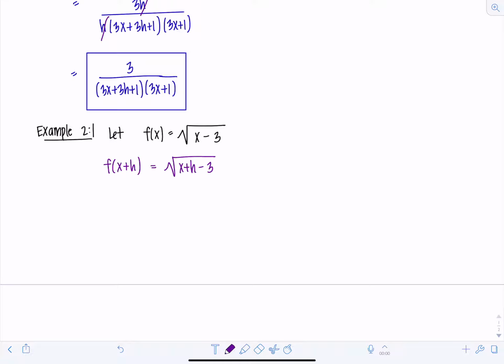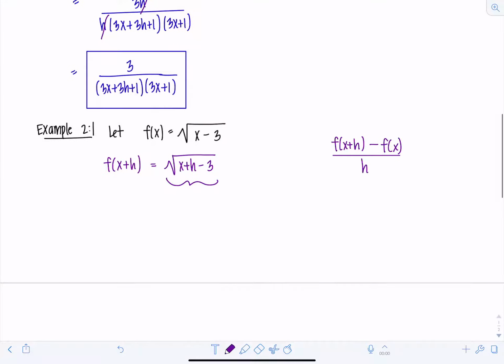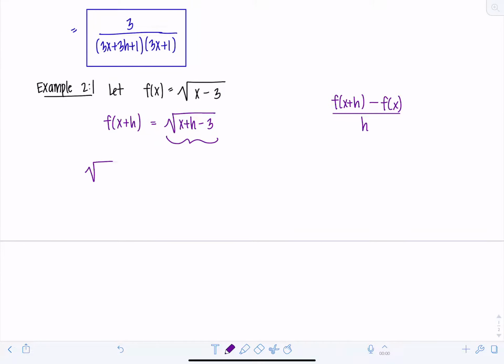Now remember, the whole difference quotient altogether has f of x plus h minus f of x in the numerator divided by h. So this right here is the first part of our numerator. We're going to have square root of x plus h minus 3 minus the original f of x. So don't change anything. Just rewrite it the way it is in the numerator. So square root of x minus 3. And then this is all divided by h.